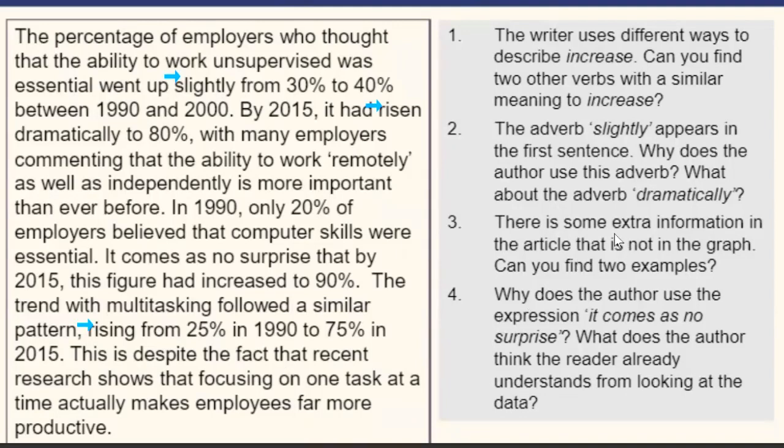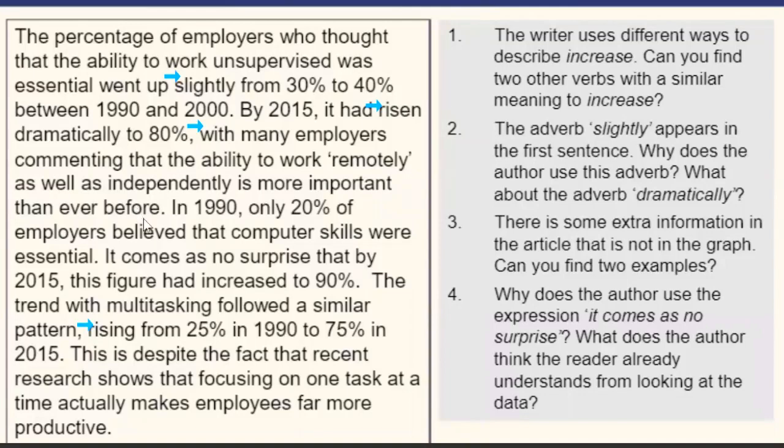Next one, there is some extra information in the article that is not in the graph. Can you find two examples? So this exercise is without looking at the graphs. They say, right here, with many employers commenting that the ability to work remotely as well as independently is more important than ever before. So this one is an addition that the writer adds.